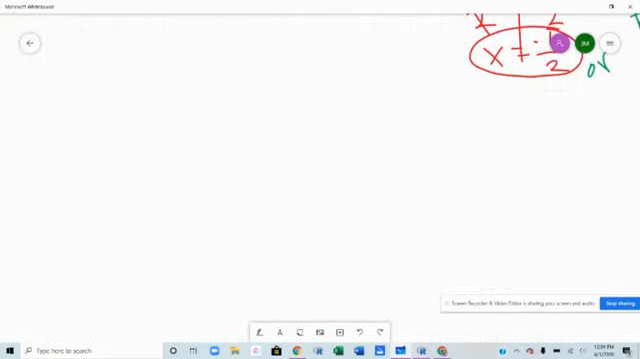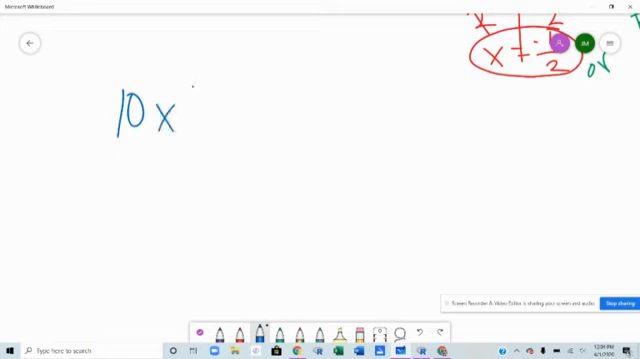Now there's one more I want you to see before you try the IXL. Okay. So we take our 2 things that are being multiplied and set them each equal to 0. When you look at this, you have 10x times 2x plus 4.